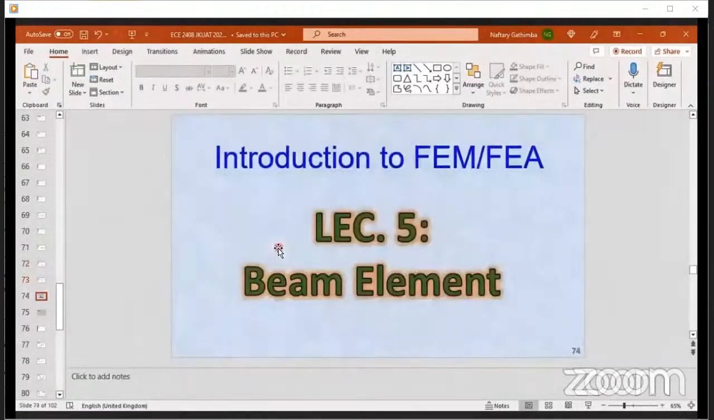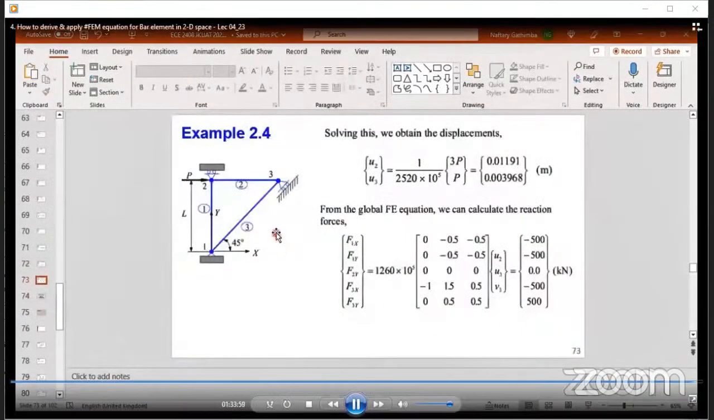Next week we move to the beam element, but not before you have done enough practice on this.